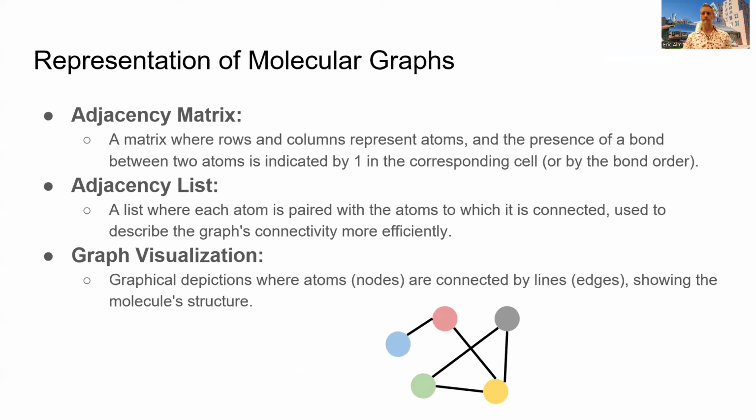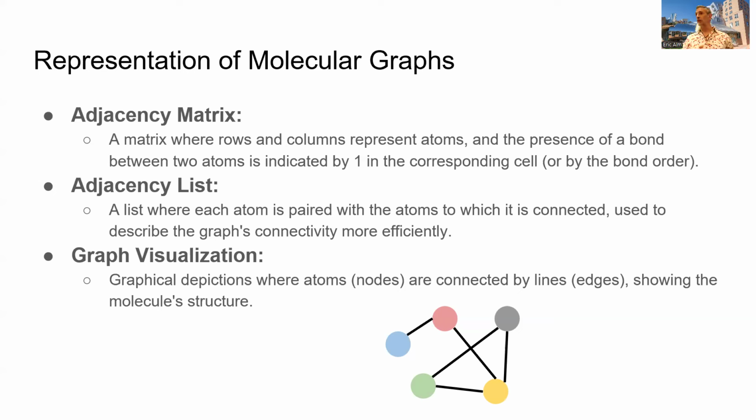Okay. That's speaking very vaguely, but internal to the model, we need to represent these graphs. There are a number of different ways that we can do that. The most straightforward way is an adjacency matrix. That would be a very large matrix that has all of the nodes as rows and all the nodes as columns.